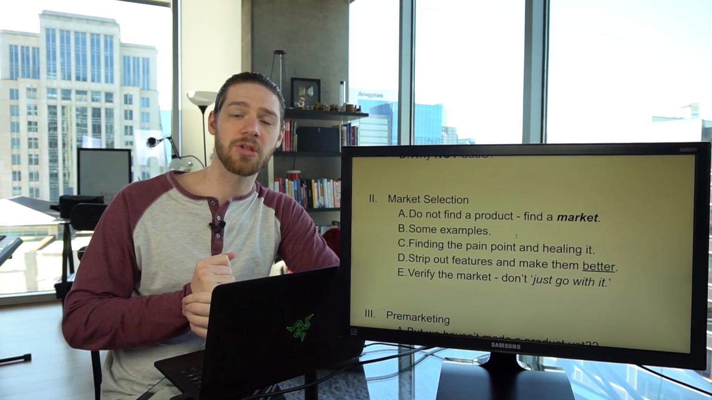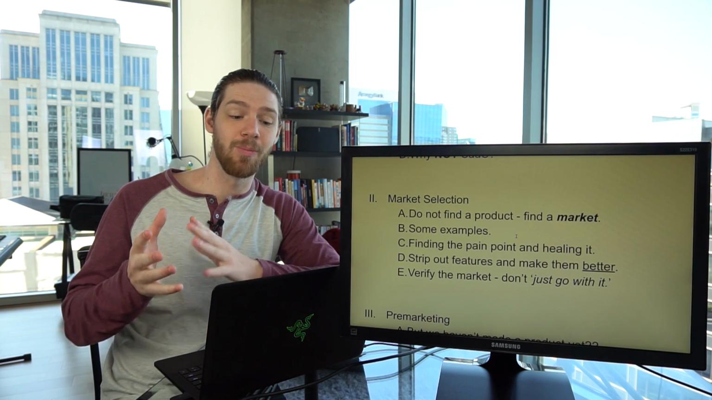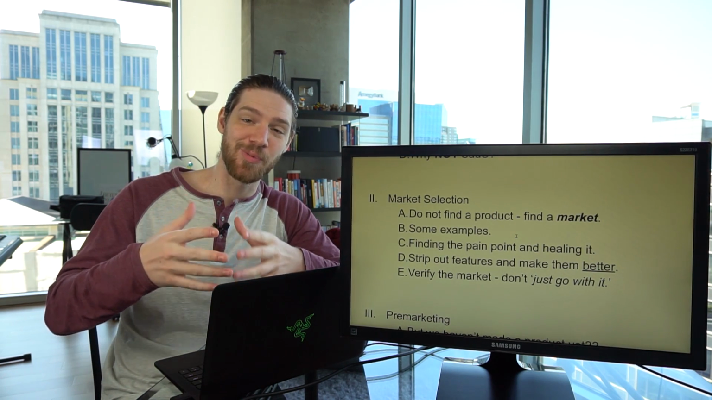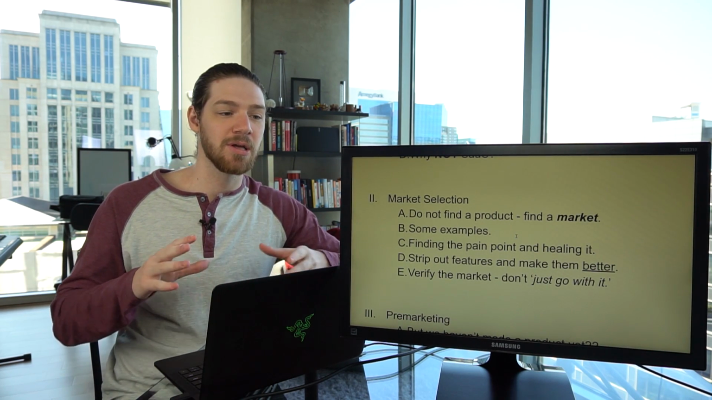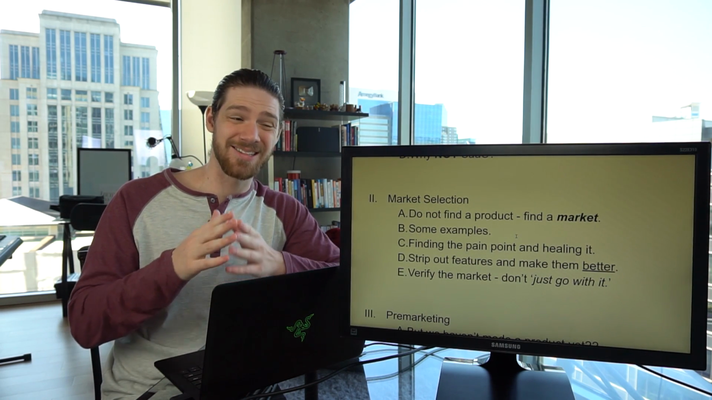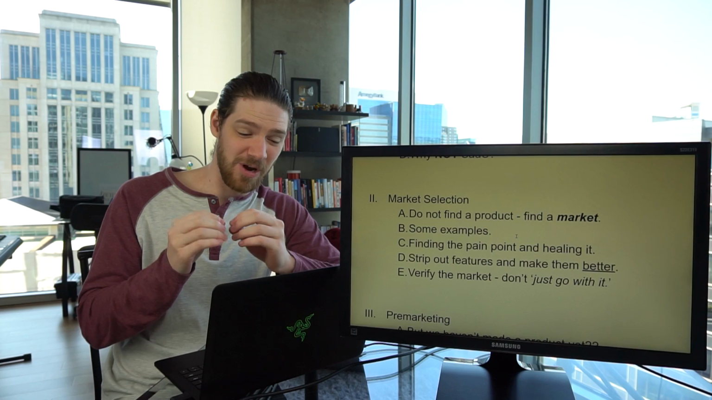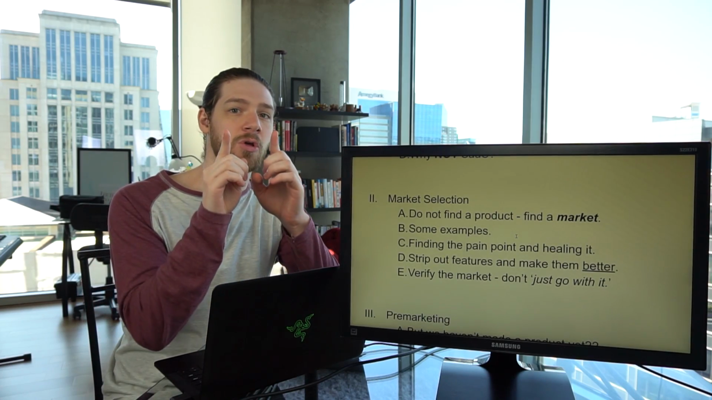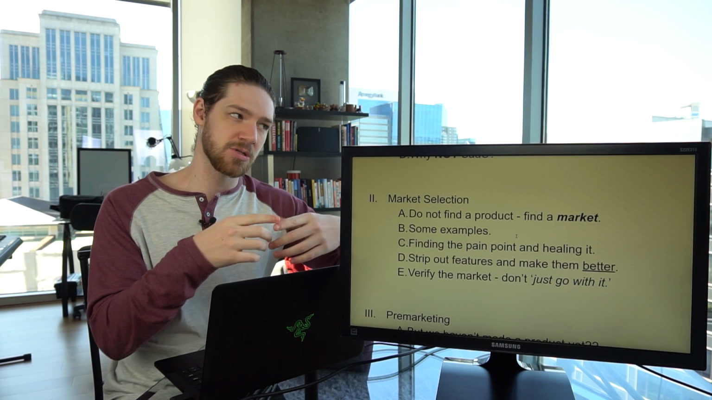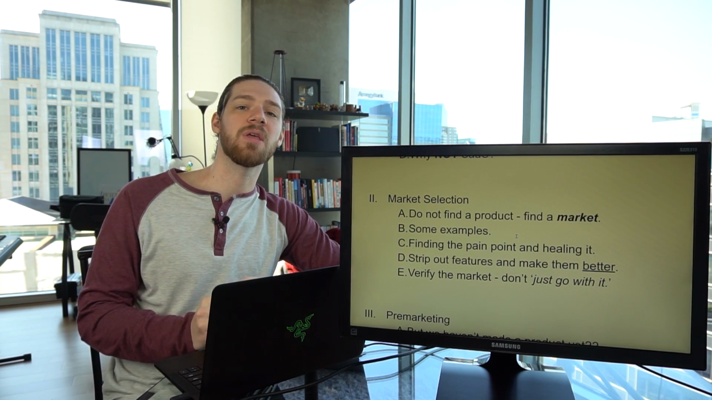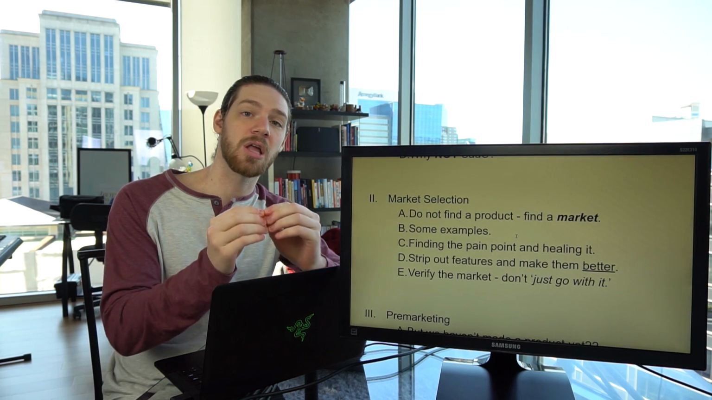So the last part of market selection is probably the most important part of market selection. And like I said earlier, market selection is probably one of the most important steps. So the last part is the most important part of the most important step. So don't skip this part, but I see so many people skipping this very crucial step, and that is to verify the market. Just because you have a problem in the market, just because you found a few people that might have a similar problem, doesn't mean that it's a scalable and sustainable business.